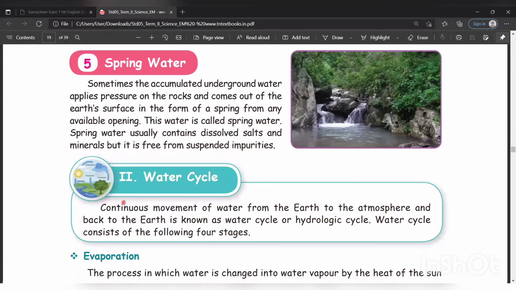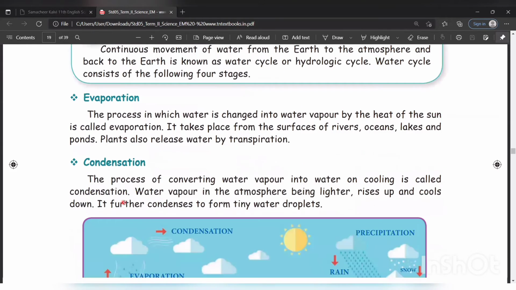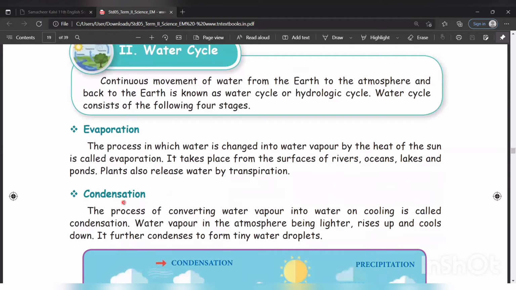Next is water cycle. So what is the water cycle? Water is first on the earth, then it goes to the air, and from the air it comes back to the earth, isn't it? So it forms a cycle there. Water from the ocean goes to the atmosphere, then from there it again comes to the earth. This process is called the water cycle.